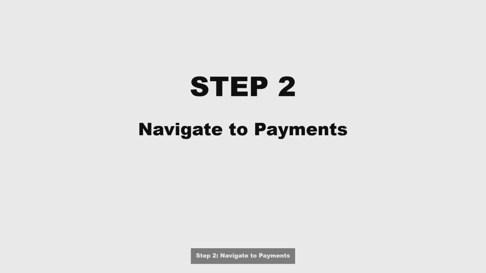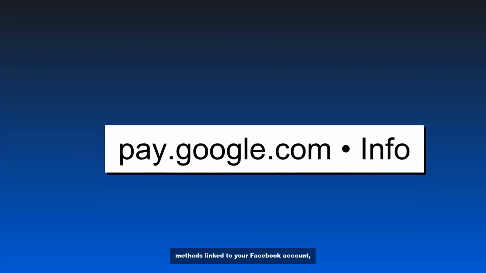Step 2. Navigate to Payments. In the left-hand menu, find and click on Payments. This section contains all payment methods linked to your Facebook account, including Google Wallet.